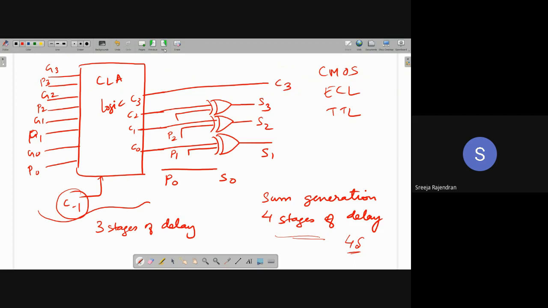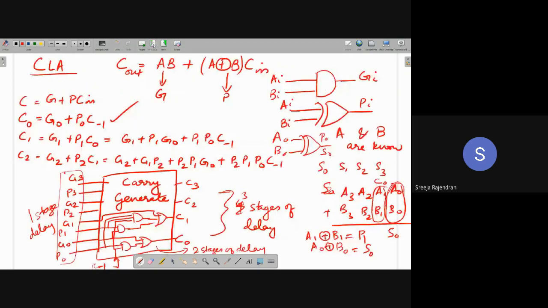Now if you see here, C0 has how many terms? There are two terms. C0 is equal to G0 plus P0 C minus 1. Now C1 has three terms, C2 has four terms. So if I have C8, how many terms will be there? 9 terms will be there, right? 9 terms. So one more. Is it not? 10 terms, sorry, 10 terms.